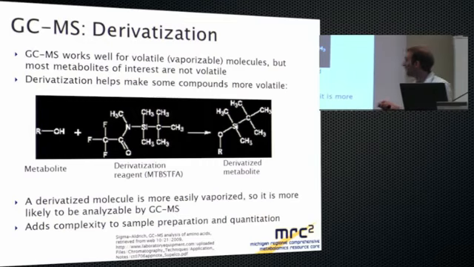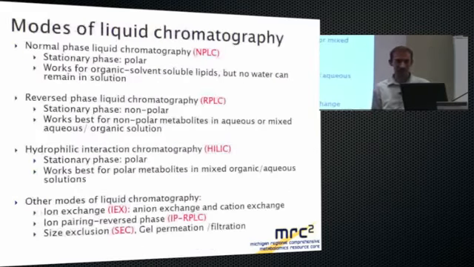And believe it or not, when you get your derivatized metabolite, this thing has a higher vapor pressure, easier to put in the gas phase, makes some metabolites that aren't volatile to begin with amenable to GCMS analysis. But it does make the process more complicated. So we'll do it if we need to for GCMS.